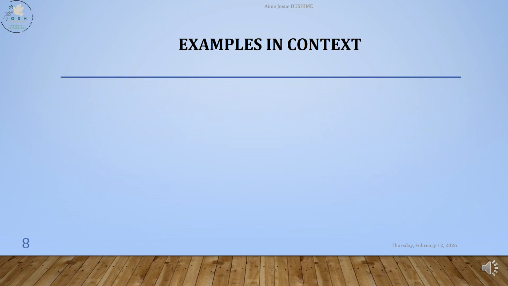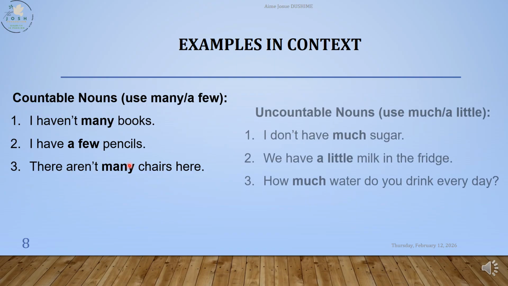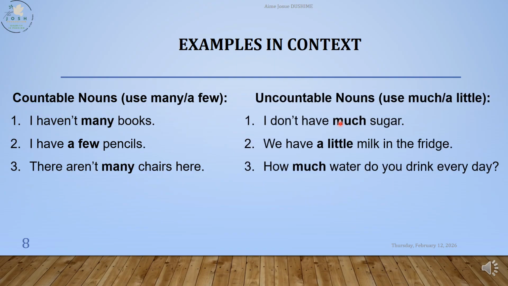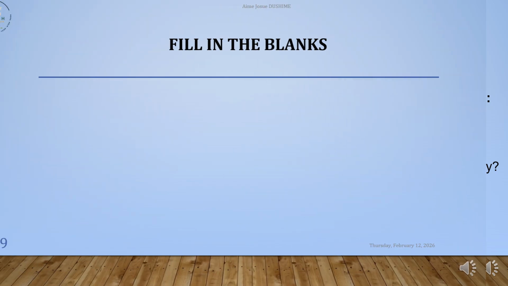Let's see examples in context. I haven't many books. I have a few pencils. There aren't many chairs here. I don't have much sugar. We have a little milk in the fridge. How much water do you drink every day? I have a lot of friends. There is a lot of rice.